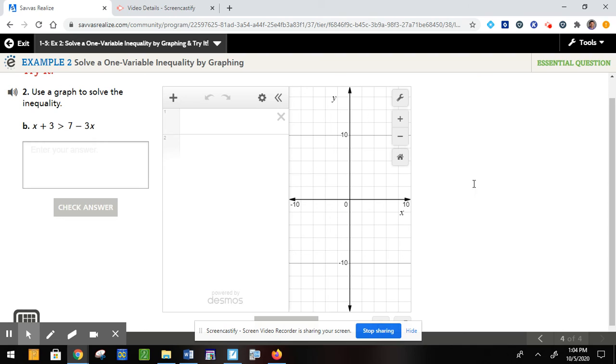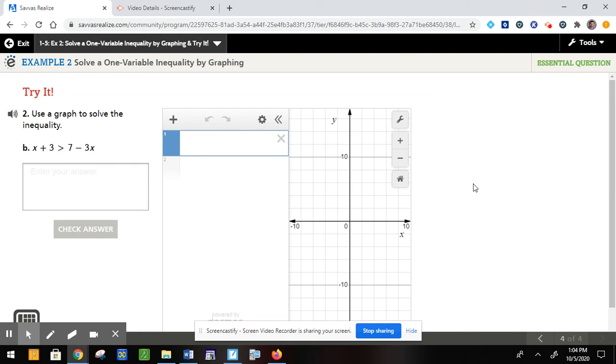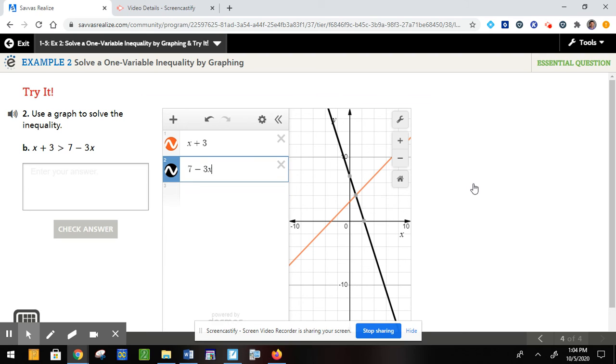Let's look at the last one. So you've got two parts. So we're actually going to graph two different parts here. So x plus 3, and then 7 minus 3x. Okay. And the question is, when is the red above the black? So over here, the black is above the red, right? Over here, the red is above.